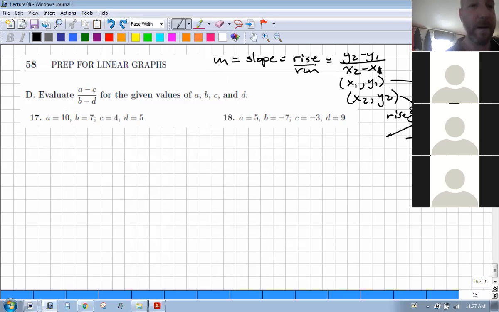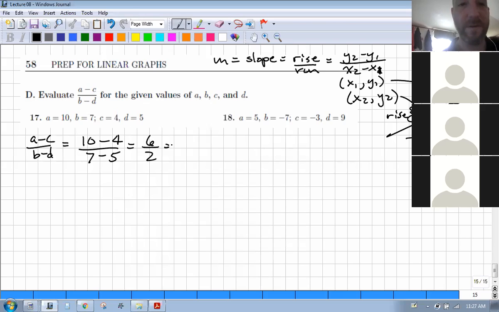So a minus c over b minus d. A is 10, c is 4, b is 7, d is 5. So 10 minus 4 is 6, 7 minus 5 is 2, 6 over 2 is 3.